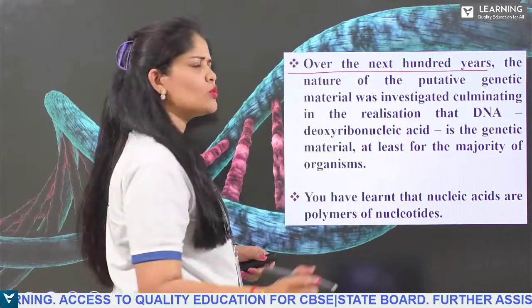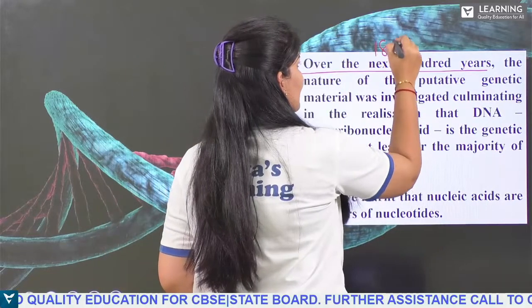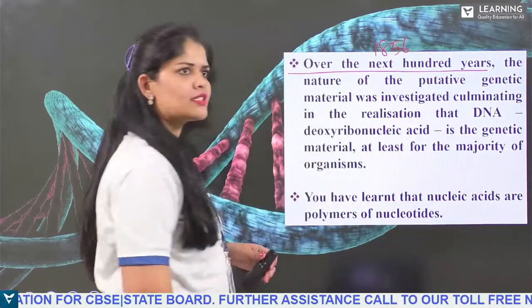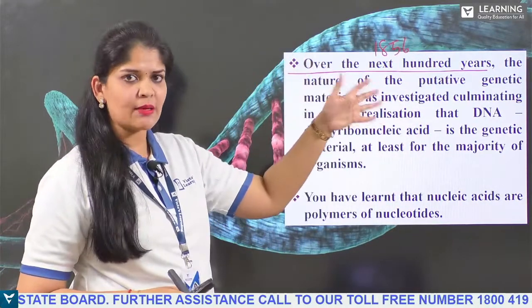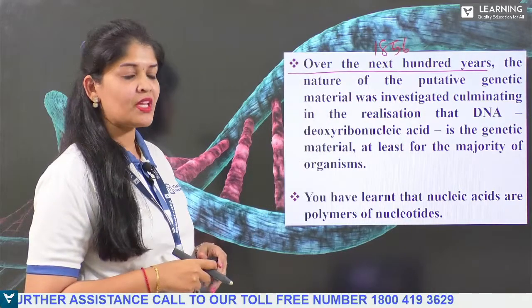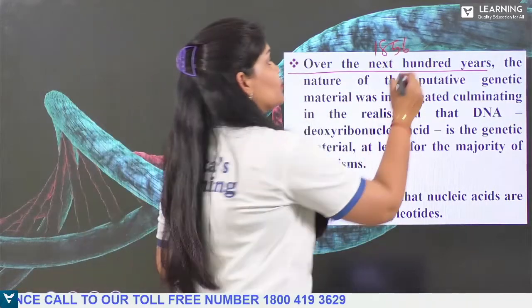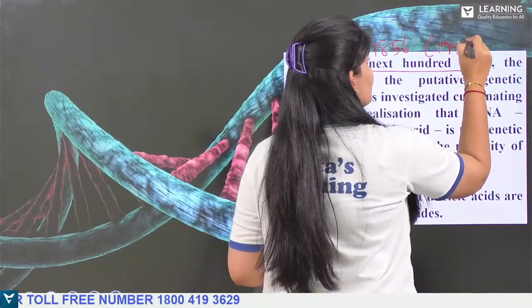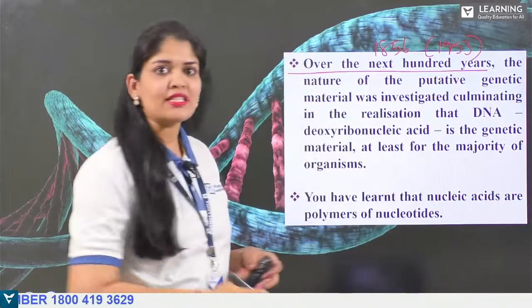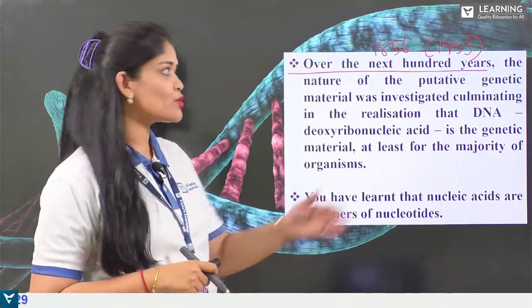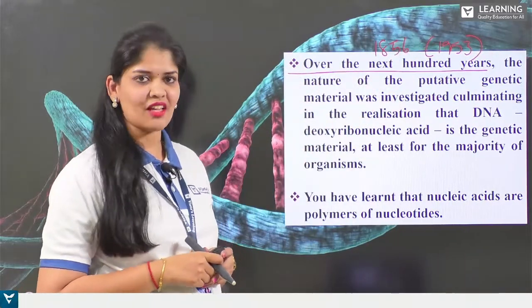around, we can say, 1856. In this time, 1850 to 1856, Mendel conducted his experiments. And after that, it took almost 100 years before we find Watson and Crick's double helical structure of the DNA, which was proposed in the year 1953, right?